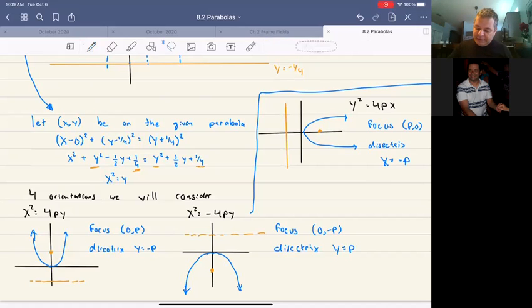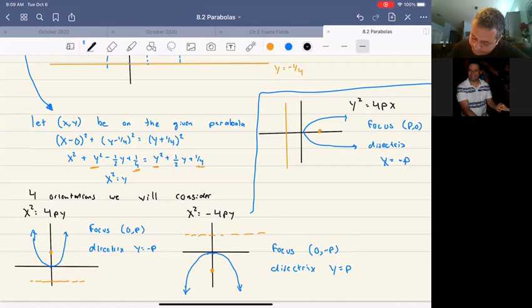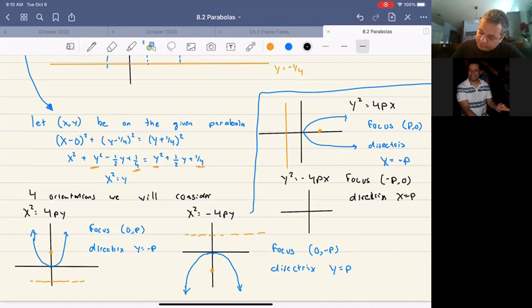Finally, as you might guess, the last one is y squared equals negative 4px, where our focus is (negative p, 0) and our directrix is x equals p. That one's a little tiny here, but we got it.